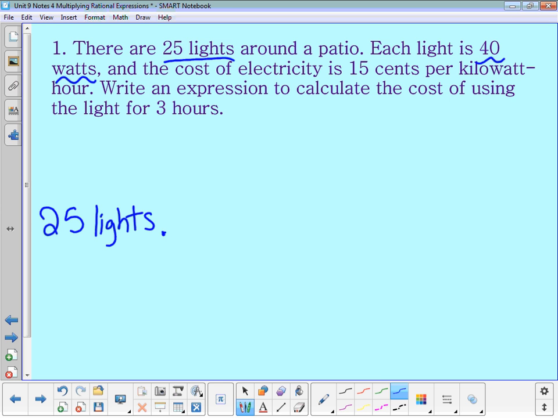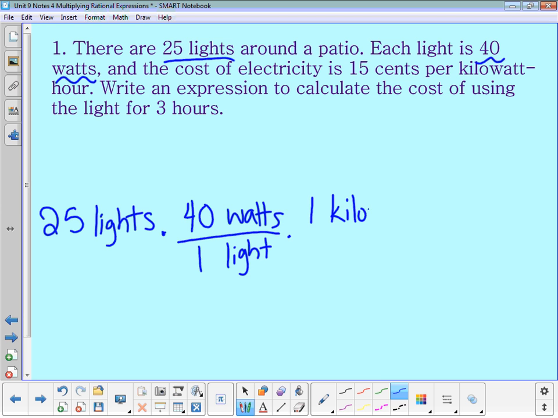Again, I'm really focusing in on those labels. So what that tells me is there's 40 watts for each light. So for every one light I have, there's 40 watts. So I'm setting up a proportion for each of those, and setting up those proportions is going to help me change my label. The next thing I know is that for every 1 kilowatt, it is going to be 1,000 watts. Well, how did I get that?